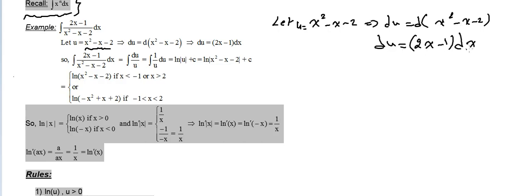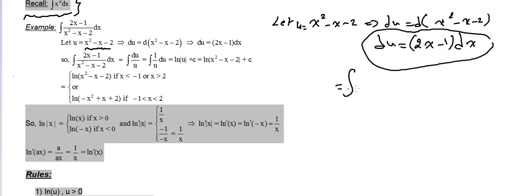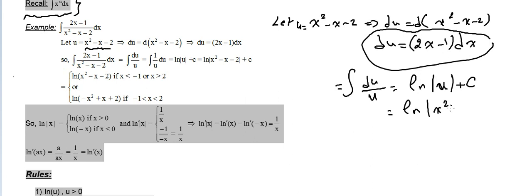So what is 2x minus 1 dx now? It's equal to du. And we have here 2x minus 1 dx. So the integral will be, instead of 2x minus 1 dx, we put du over, I chose that x squared minus x minus 2 is u. So the final answer is the integral of du over u. It's like the integral of dx over x. So the answer is ln absolute value of u plus c, which is equal to ln absolute value, I change the u again to x squared minus x minus 2, plus c.